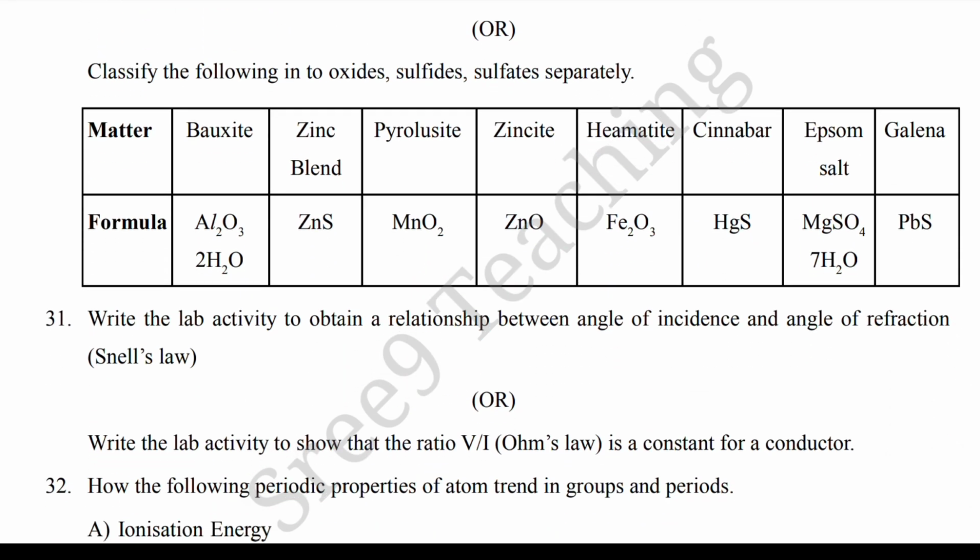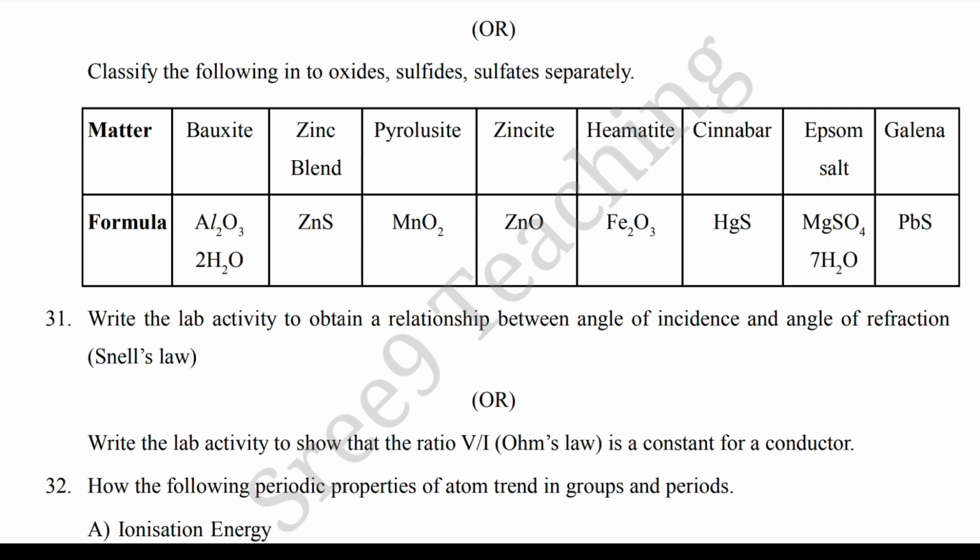Classify the following into oxides, sulfides, sulfates separately. So for this, how do you write the answer? You have to write the subheadings like oxides. So under oxides you have to write all oxides in your answer sheets. What are the oxides here? Bauxite. Wherever O is there, they are oxides. So bauxite, pyrolusite, zincite, hematite. That's all. These are all oxides.